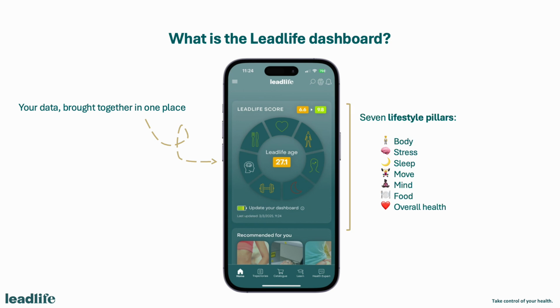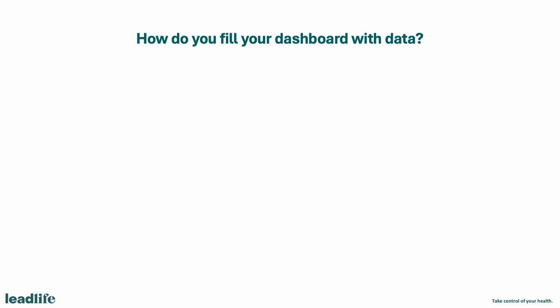Here you can get an overview of your lifestyle and well-being divided into 7 pillars: body, stress, sleep, move, mind, food, and overall health. So how do you fill your dashboard with data?